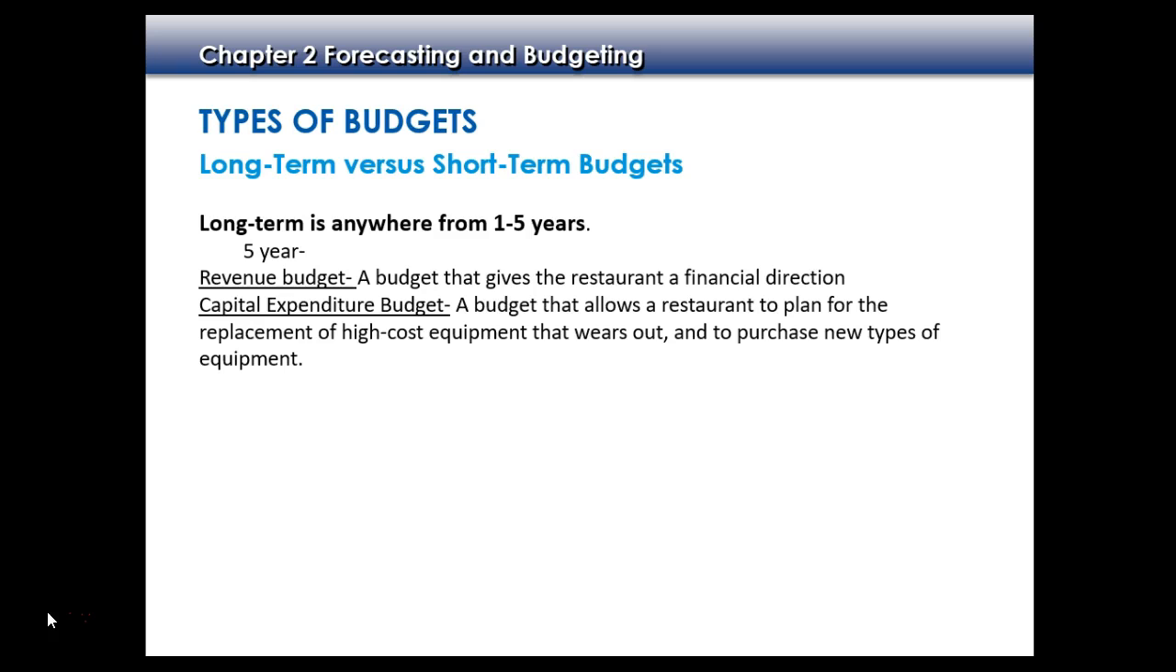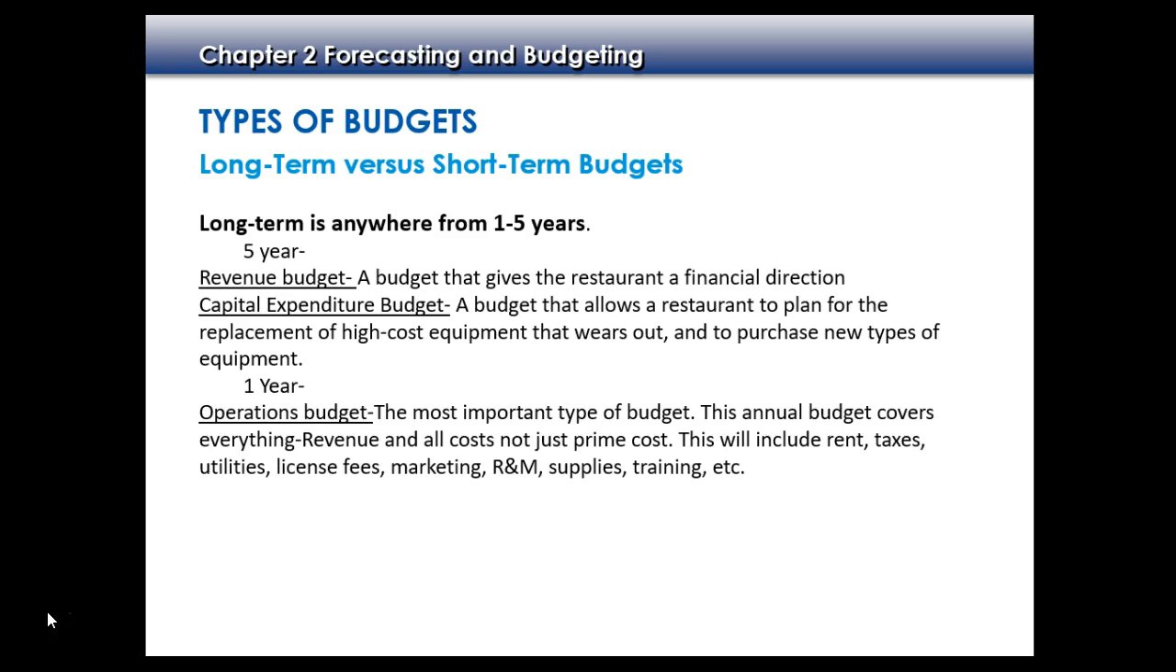Another important one is your capital expenditure budget. This budget allows restaurants to plan to replace your high cost equipment, like your refrigerators, your stoves, any of those big items, because those are worth a whole lot of money and they're going to last for many, many years.